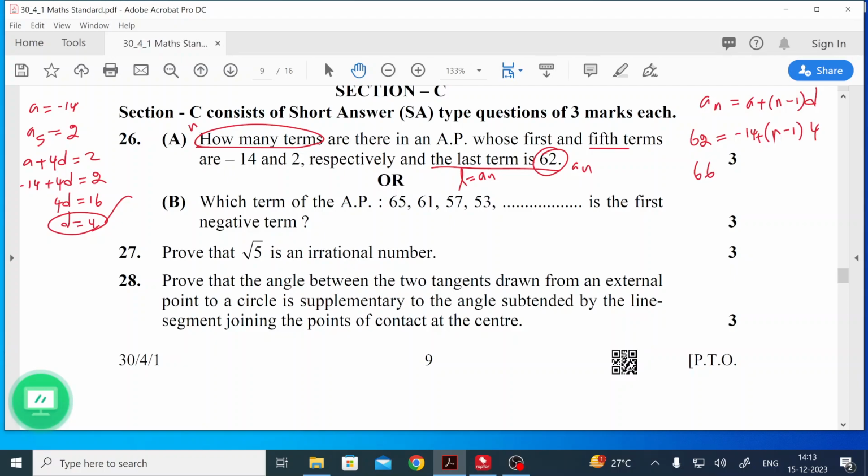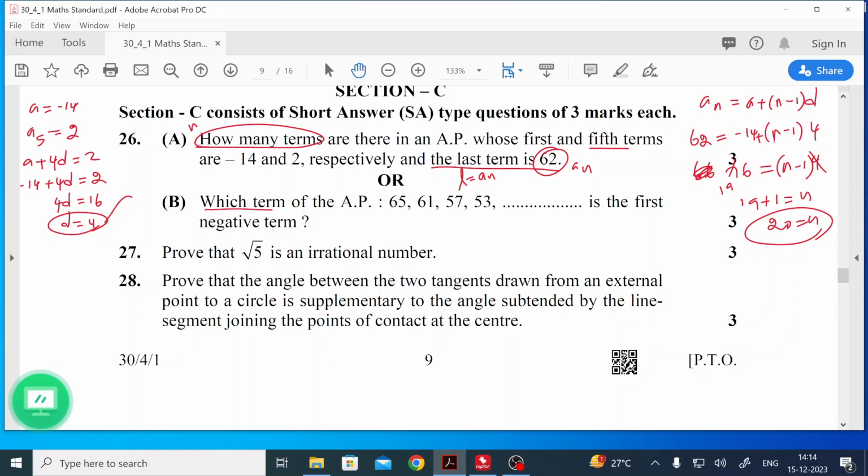76. It's wrong. Because 14 when you send, 76, which is equal to n minus 1 into 4. 4 we can cancel with 76. 19 times you will be getting. Minus 1 when you send to the opposite side, so n equal to, I am getting 20. Is it okay? You check. Is it right, children? Right.